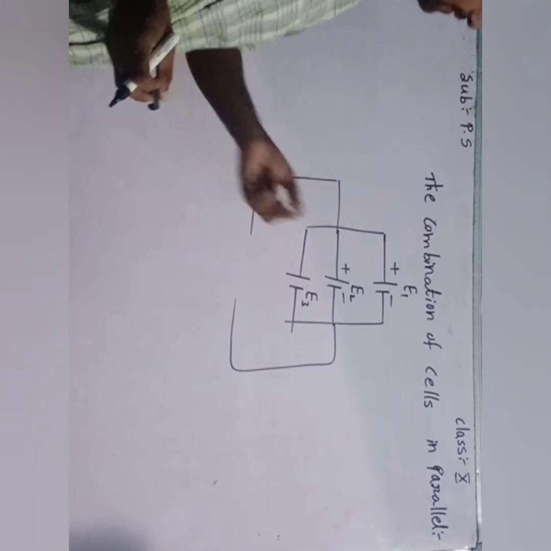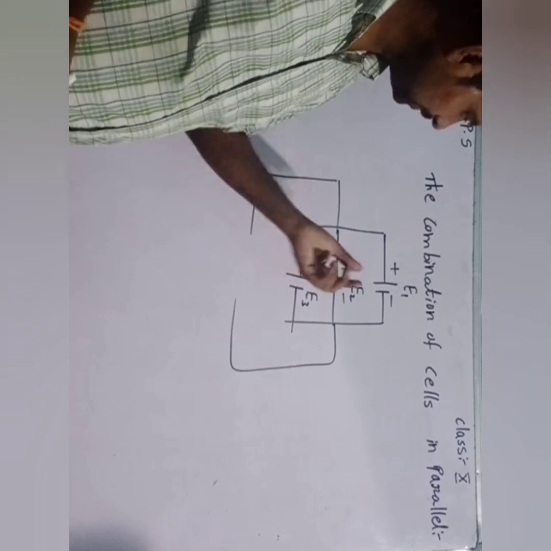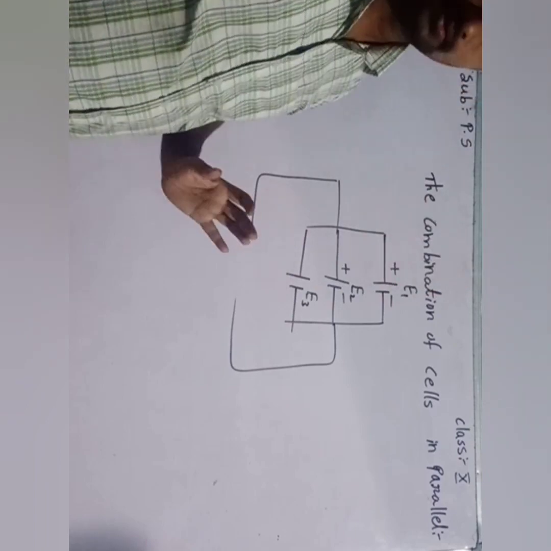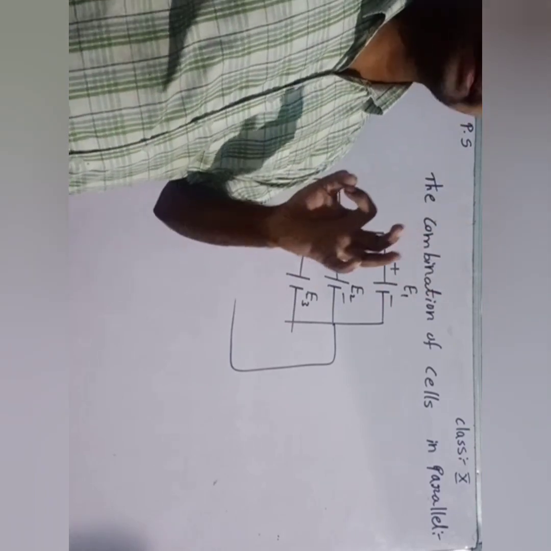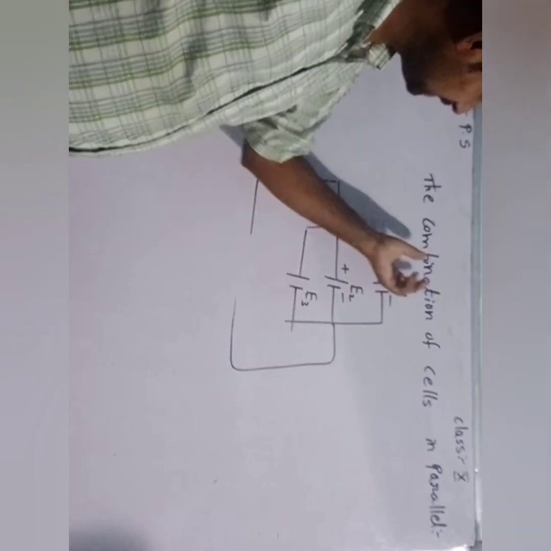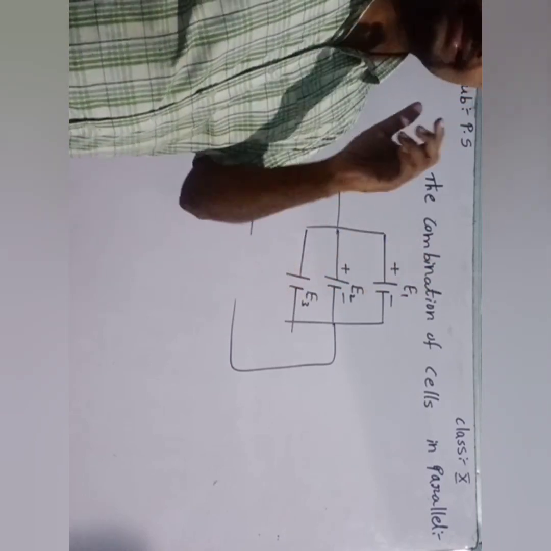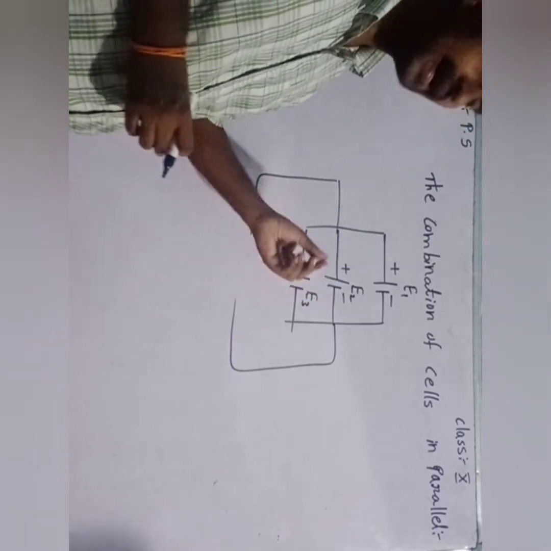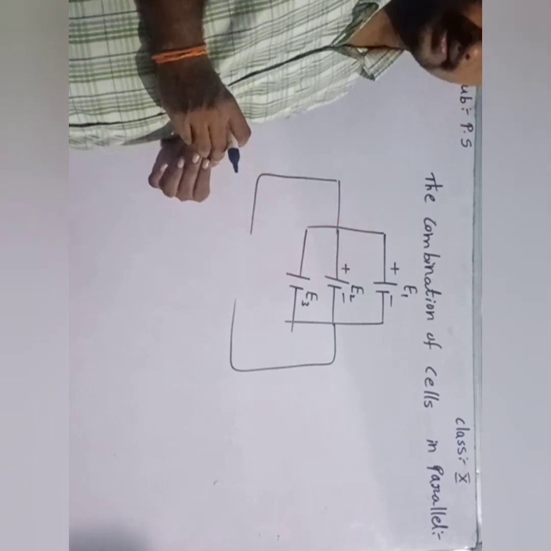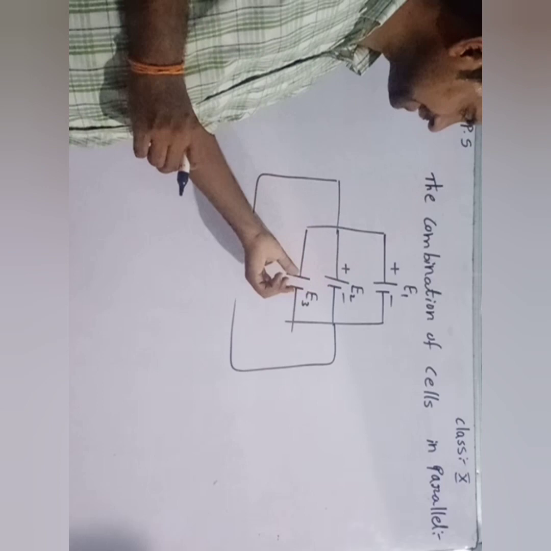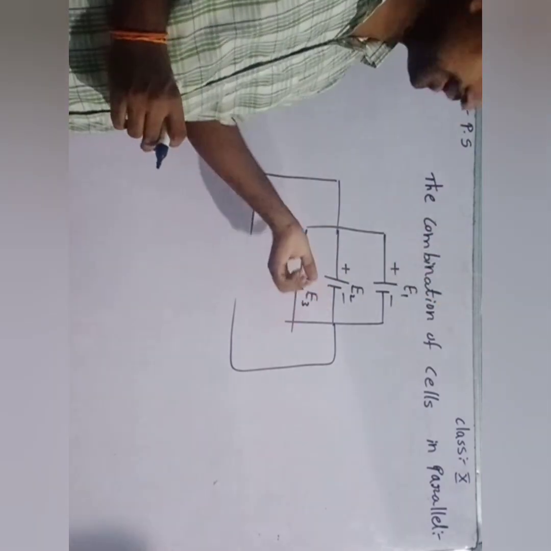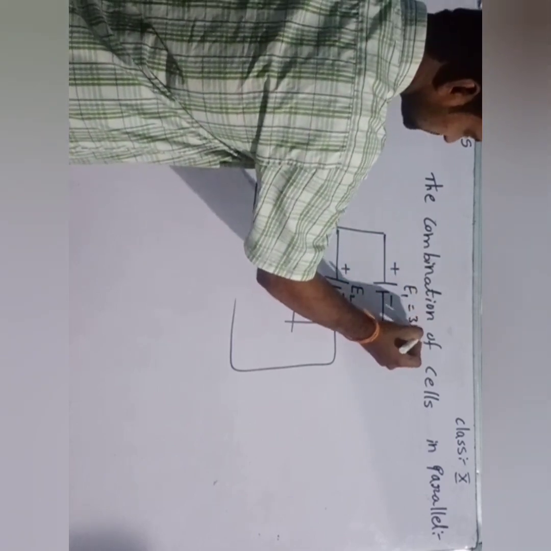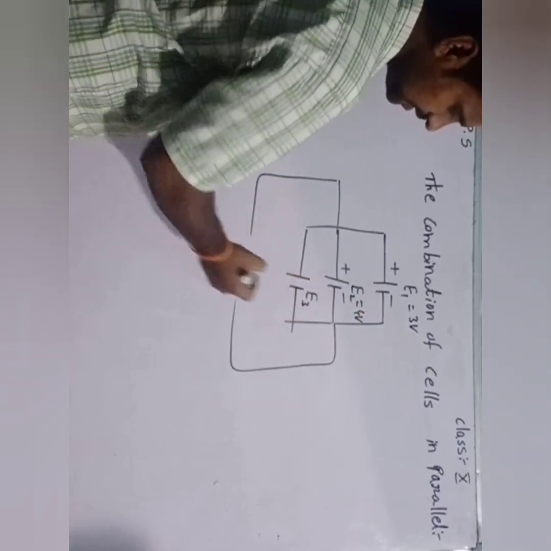For example, if E1 is the highest value compared to E2 and E3, then the total voltage in the circuit is equal to E1. Or if the highest voltage is E2, compared to E1 and E3, then the total voltage in the circuit is equal to E2. Otherwise, if E3 is the highest value in this circuit, then the total voltage in this circuit is equal to E3. Clear?